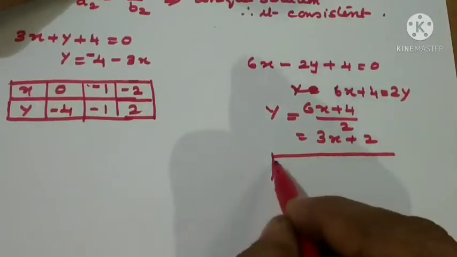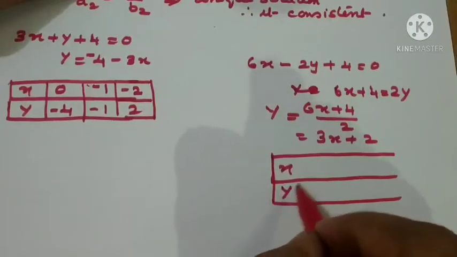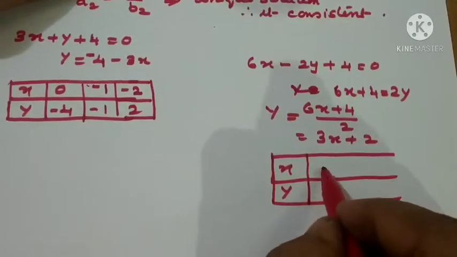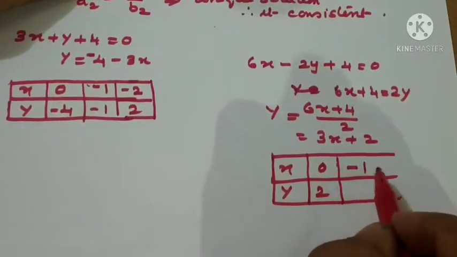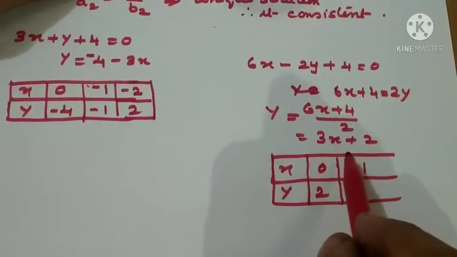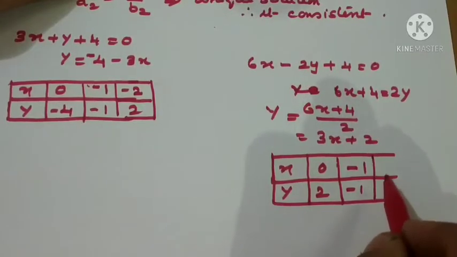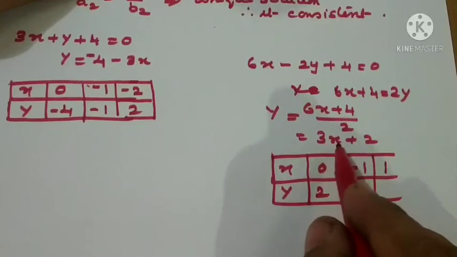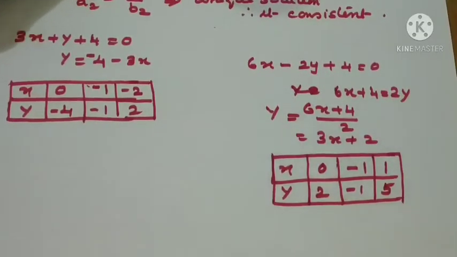So here x and y. x is 0, then y equal to 2 only. x is minus 1, so what is y? 3 into minus 1, minus 3 plus 2, so it is minus 1. Again 1 we will put, so 3 into 1, 3 plus 2, it is 5. So we got 3 solutions.